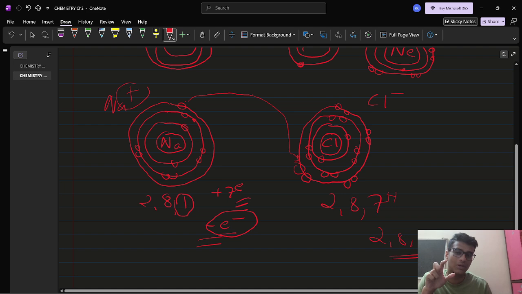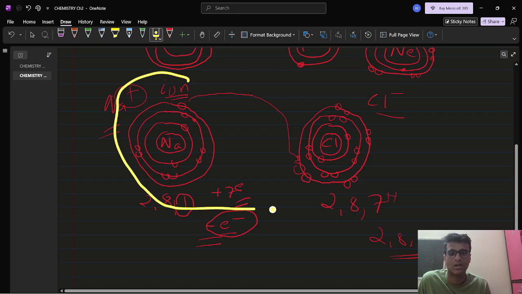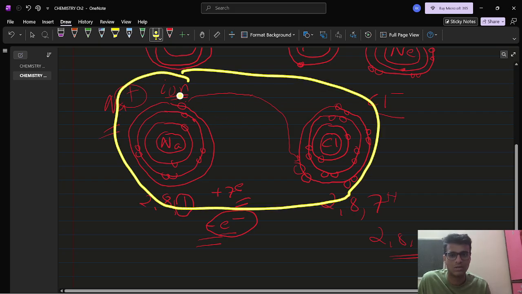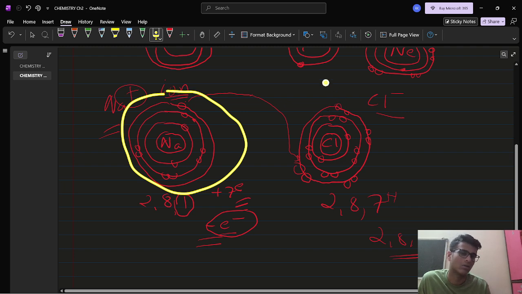Why ion? Why plus charge? Losing electron. Negativity जब जाती है, you become positive. Electrons are negative, right? जब negativity हमारे मन से जाती है, so we become positive. Similarly, chlorine negativity ले लेती है, so it becomes negative. Electrons are negative, so it becomes negative and that becomes positive. So this is now called an ion. This is no longer an atom. This entire thing is called a compound, but this is now called an ion.